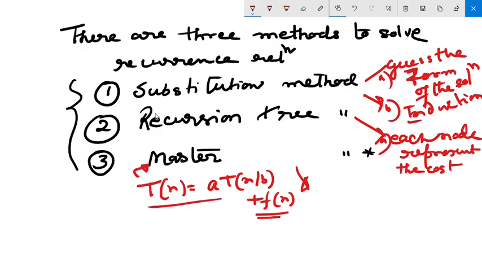So these are the three methods. Remember, students: substitution method, recursion tree method, master method. I have discussed what a recurrence is, its relationship with the recursive function, and why it is important to solve the recurrence, because the recurrence representation itself is not going to help us. We have to get the solution. So there are three methods: substitution method, recursion tree method, master method.